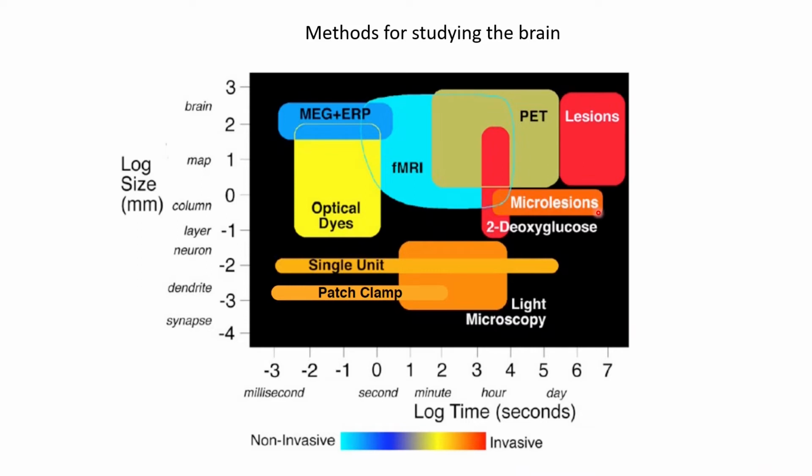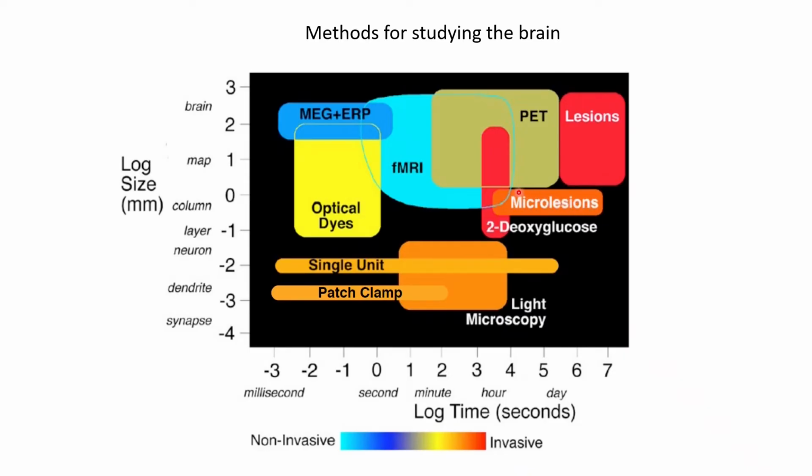This part of the brain may be on the order of sizes of millimeters, and this experiment can be done on the time scale of minutes or hours. And therefore, using these micro lesions, one can see what that part of the brain is doing by seeing what is the effect on the person.